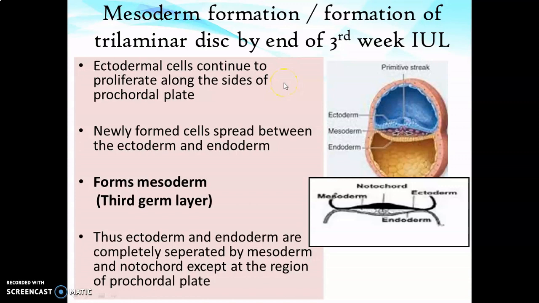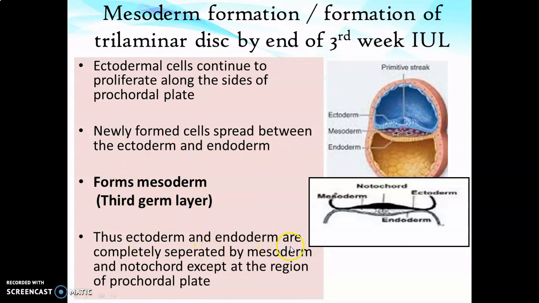So as the notochord formation is complete, now let's see how the third germ layer or mesoderm is formed. As I said, prochordal plate is the area where there is firm union between the ectoderm and endoderm in the head end or rostral end of the embryo. Ectodermal cells continue to proliferate along the sides of the prochordal plate, and newly formed cells spread between the ectoderm and endoderm. These newly proliferated cells form the third germ layer, known as mesoderm.